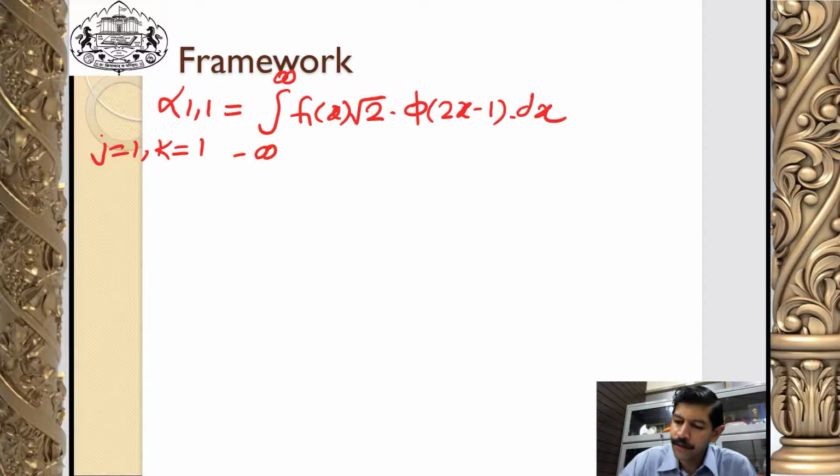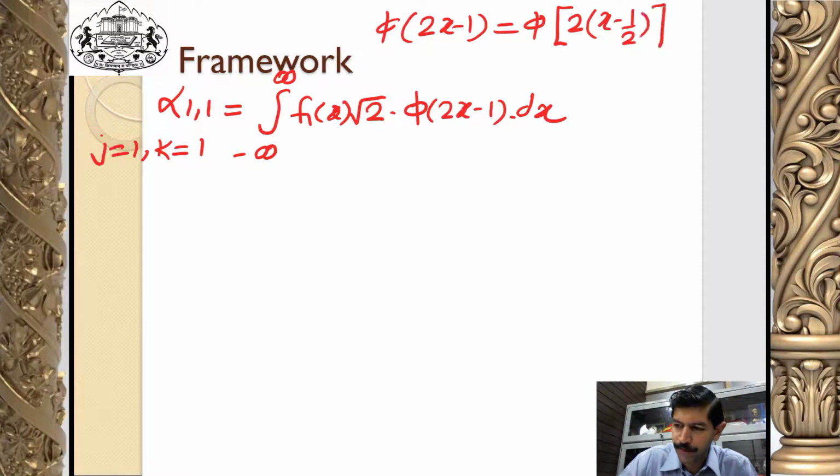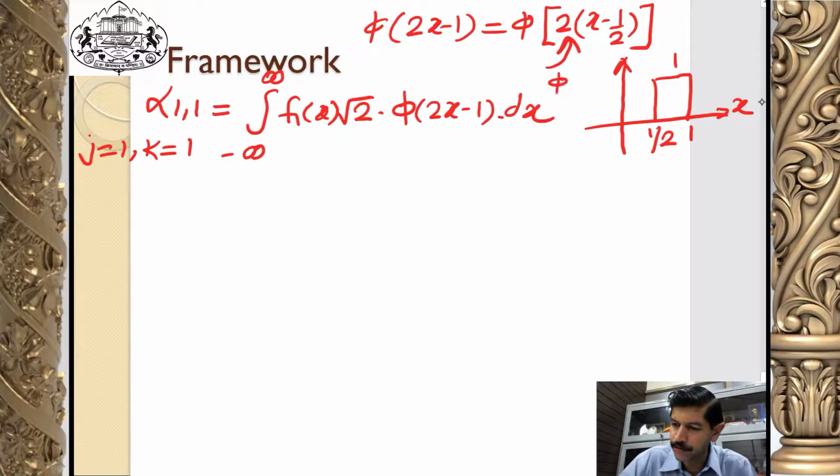Now we should remember that phi of twice x minus 1 is also equal to phi of twice of x minus half. So it is that dilated function, and we need to shift it towards the right-hand side by half. So if you plot it, it will be the shifted version of the earlier phi of twice x by half, and so it will exist between half and 1 with a value of 1. So x-axis is x and y-axis is phi of twice x minus 1. I hope this point is clear.